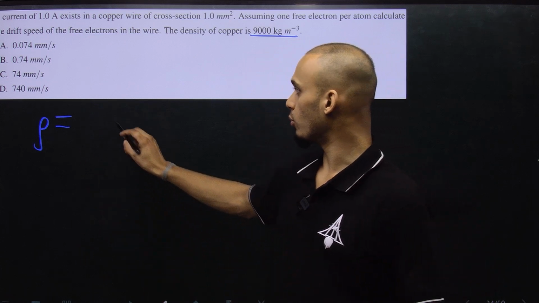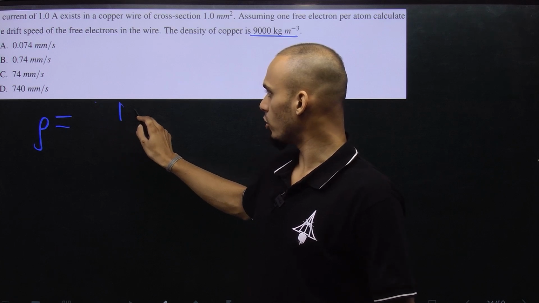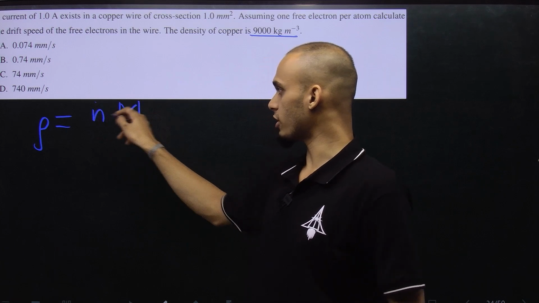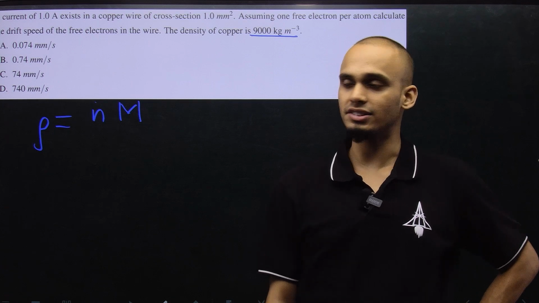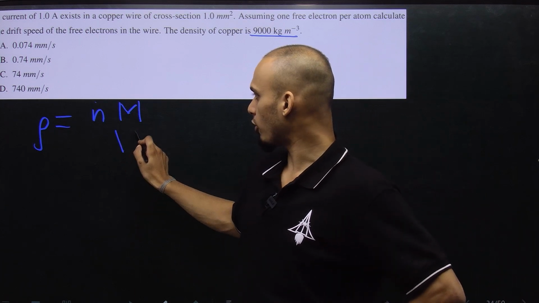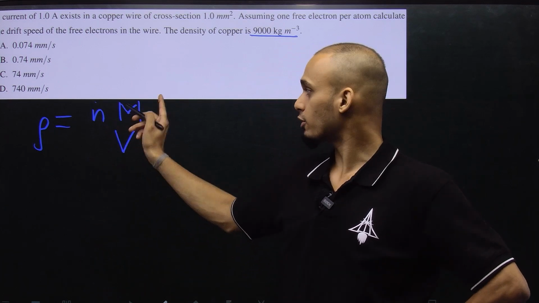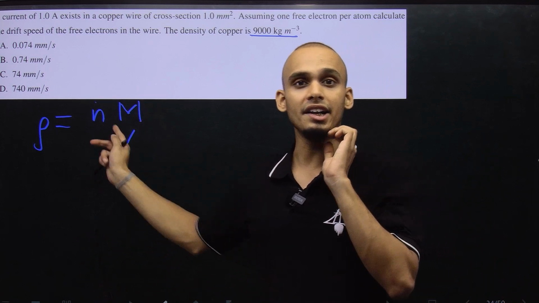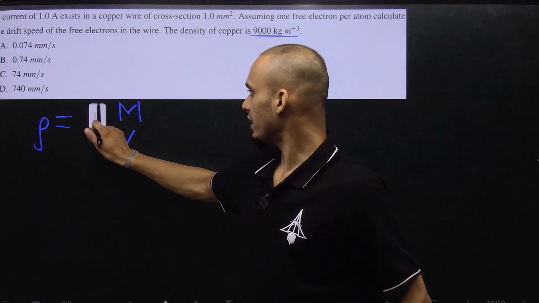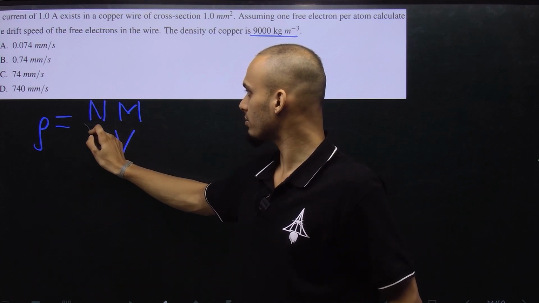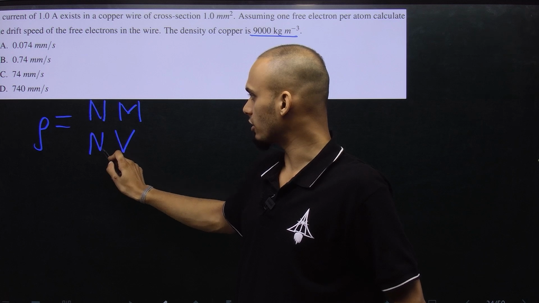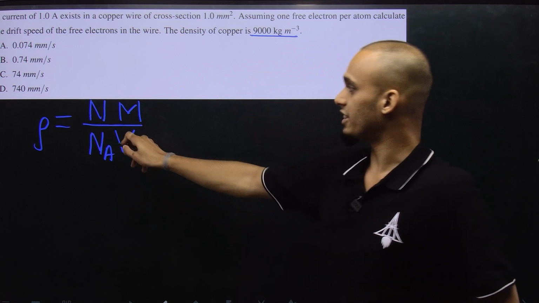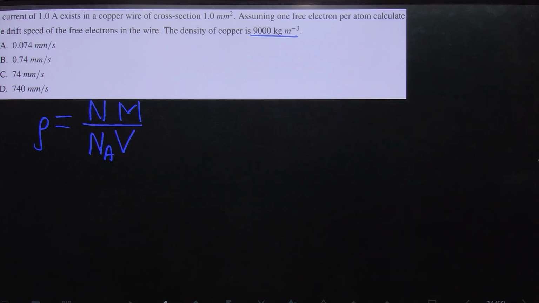So number of moles n into the molar mass, we can write as the mass, and dividing by volume we get the density. So mass upon density we can write in terms of molar mass and number of moles, and number of moles also we can write in terms of number of atoms upon the Avogadro's number Na. So mass density becomes the number of atoms into molar mass upon Avogadro's number into volume.